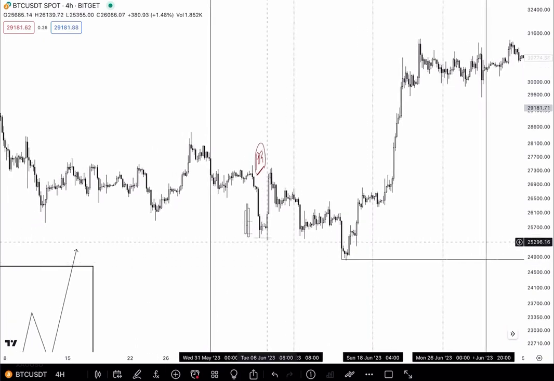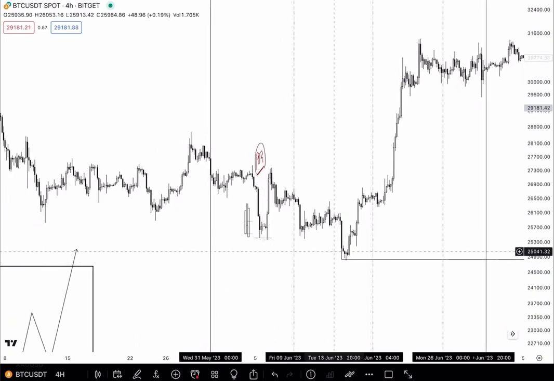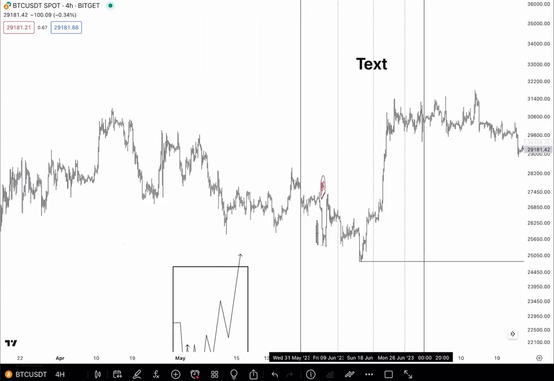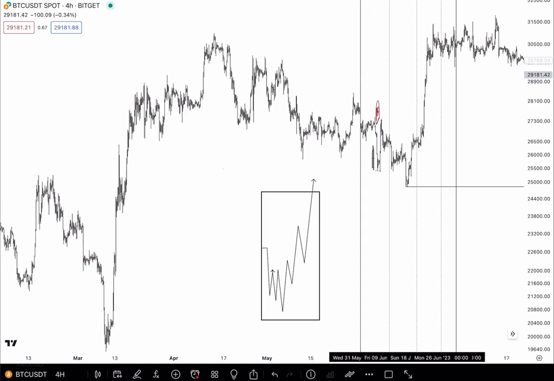This one right here, same logic. This one here, sticking to the bias. Remember, you go back, how to frame a bias. Take this away. Entry, stop loss, target.